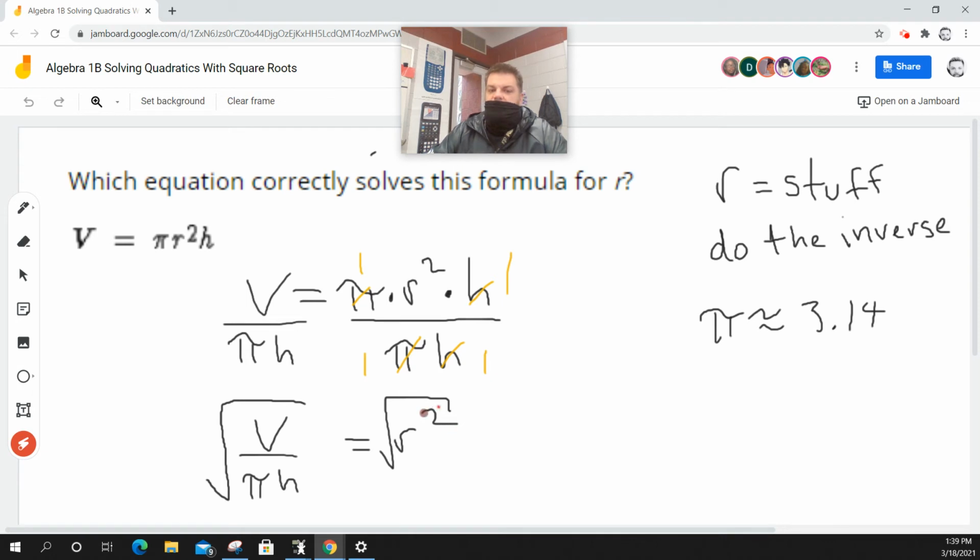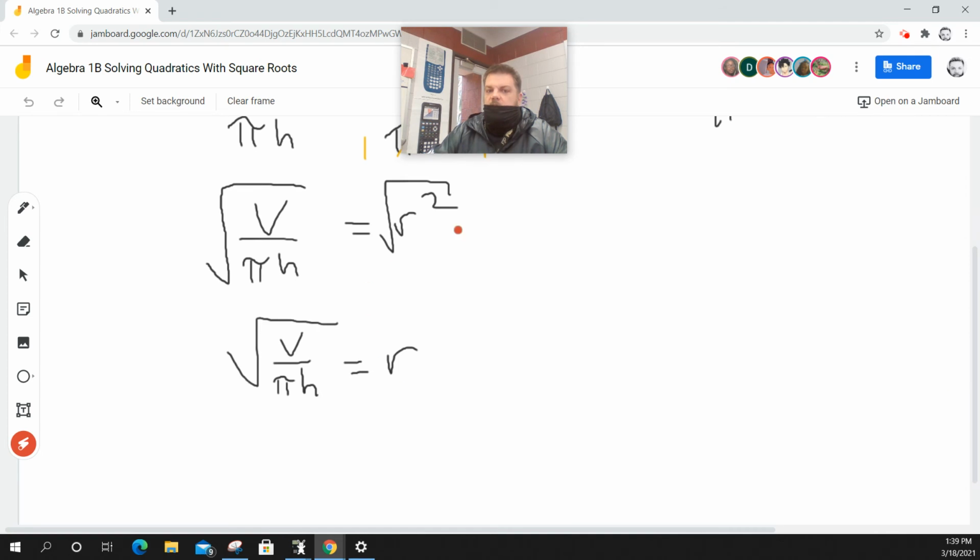So now to get rid of this square, I have to do the inverse of squaring, which means I take the square root. The square root kind of undoes the square. Whatever I do on one side, I have to do to the other. When I undo the square, I'm left with just the base, which is r, but over here, there's no way to simplify that anymore. So this is the answer.